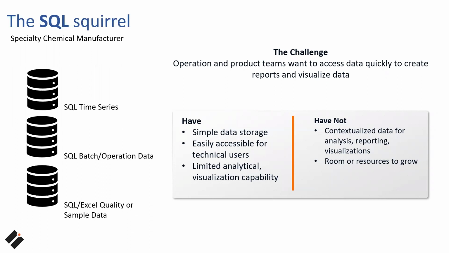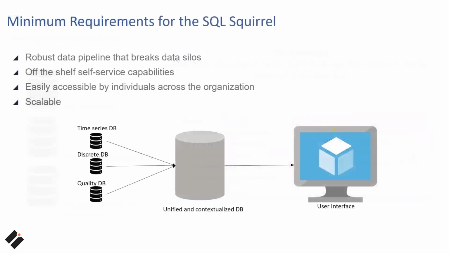So let's look at the requirements of this challenge and what Cortic did. Great. So to achieve their objective, the SQL Squirrel, our specialty chemical manufacturer, needed hardware and software infrastructure. The four criteria for the solution are shown on screen. First, a robust data pipeline that united the siloed SQL databases shown on the left into the unified and contextualized database in the middle was required. As mentioned, end users didn't want to keep requesting prepared data from data owners, as manual queries could be automated.